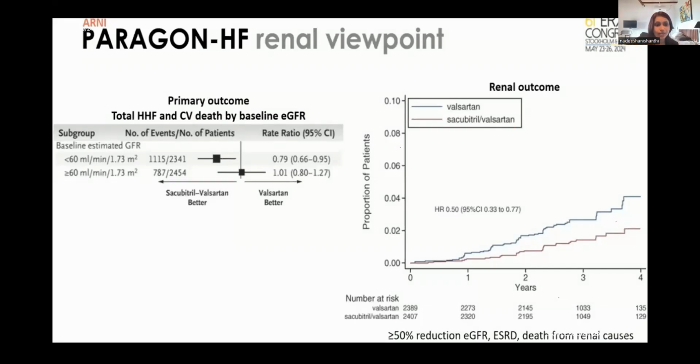This showed that lower eGFR levels, that means eGFR less than 60, had more benefit with sacubitril valsartan compared to valsartan. So the sacubitril valsartan group had more benefit when the eGFR is lower compared to the normal eGFR. So don't be scared to give this ARNI, angiotensin receptor neprilysin inhibitors. We usually use it if the eGFR is more than 25 and when they are having symptoms of heart failure with normal ejection fraction.